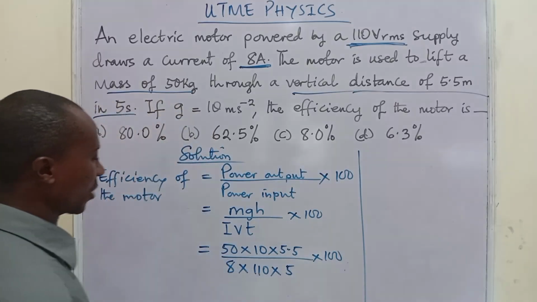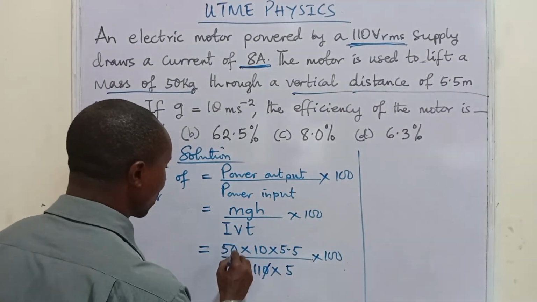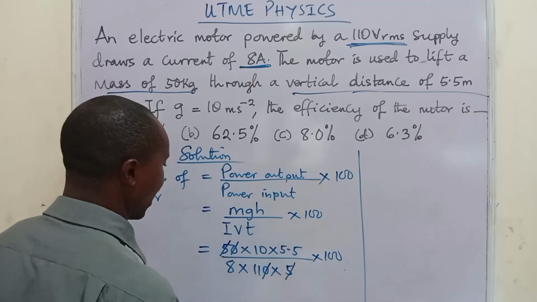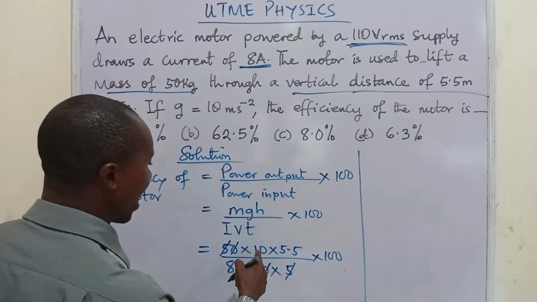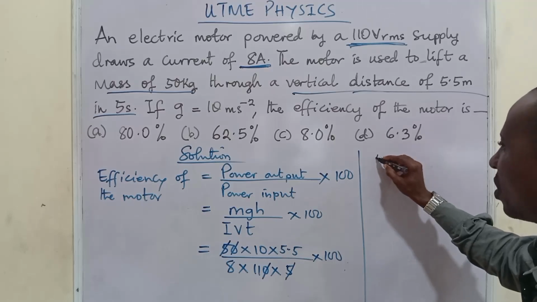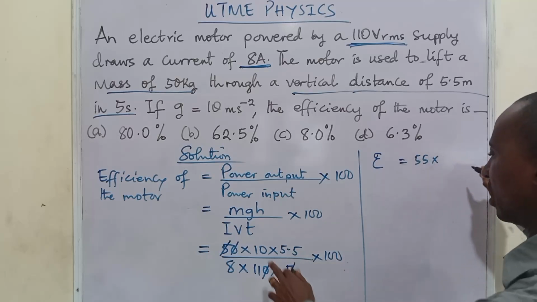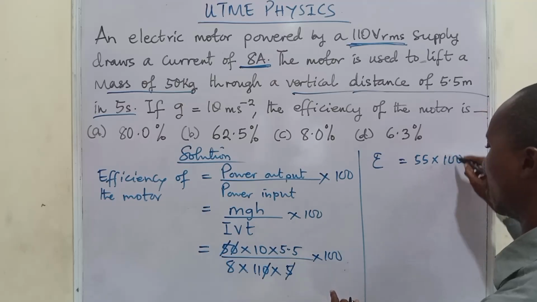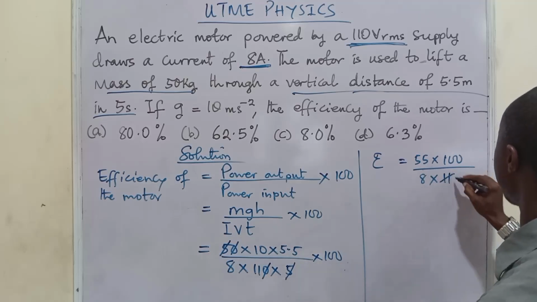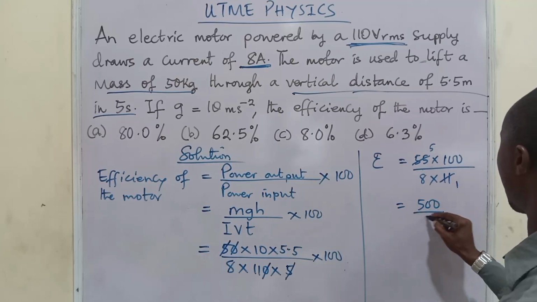Okay, so let's break these things down. Let's break them down. We can simply do it this way. I am going to apply my mathematics here. This goes with that. The 5 here cancels the 5 here. Now we simply have 10 times 5.5, which gives 55. So I simply have my efficiency to be 55 times 100, divided by 8 times 11. So my 11 here cancels into the 55, leaving 5. I simply have 500 divided by 8.